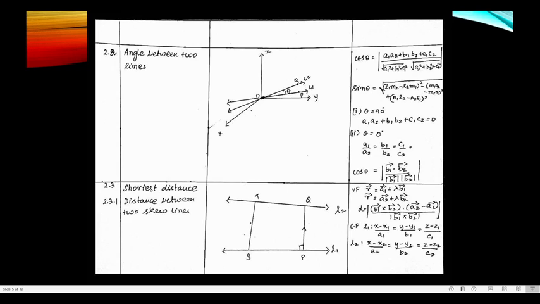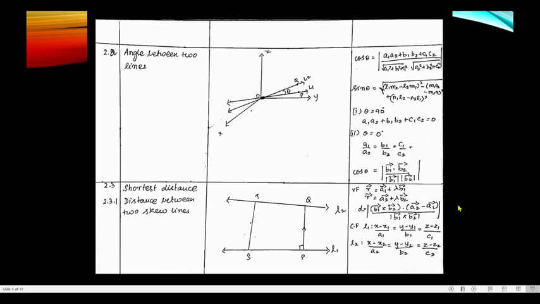And the Cartesian form is line 1: x minus x1 divided by a1, that is equal to y minus y1 divided by b1, that is equal to z minus z1 divided by c1. And line 2 is x minus x2 divided by a2, which is equal to y minus y2 divided by b2, which is equal to z minus z2 divided by c2. b1 vector and b2 vector are the direction ratios of the two lines. a1 vector and a2 vector are the points of the two lines.